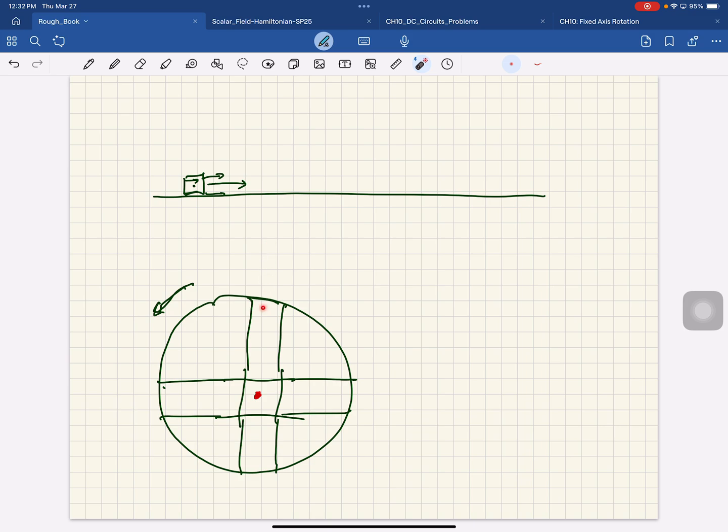And as you can see, these two seem to be very unrelated motions, right? But surprisingly, you'll find out that all the equations describing this motion are very similar to the equations describing those motions.